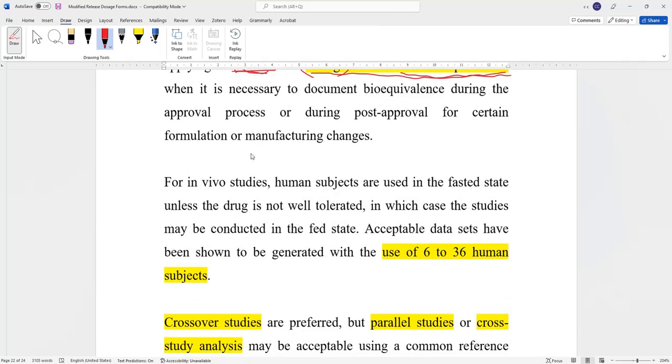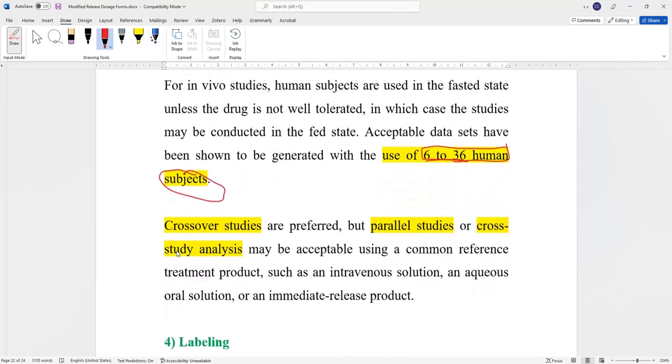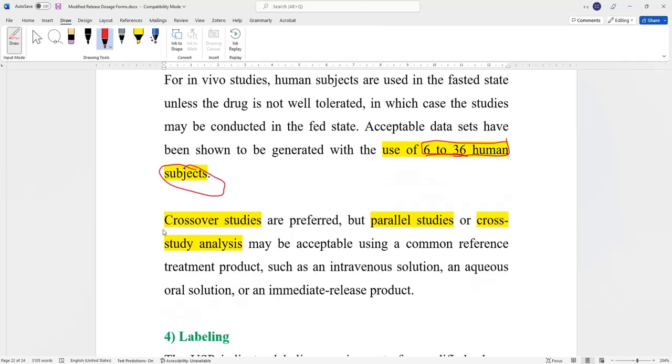Okay, when you want to establish IVIVC in humans, you usually need to use from 6 to 36 human subjects in order to establish correlation. For bioequivalence as well, in order to establish correlation you need to use from 6 to 36 humans. And the type of study we use is referred to as crossover.